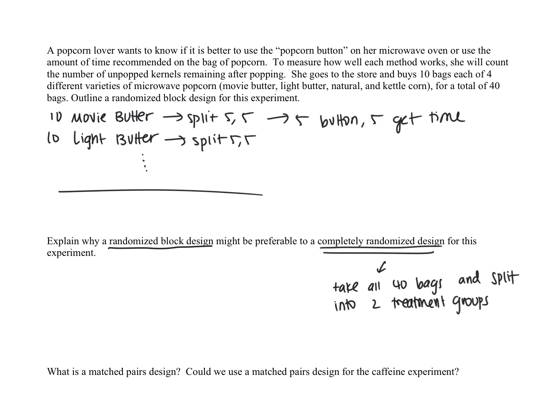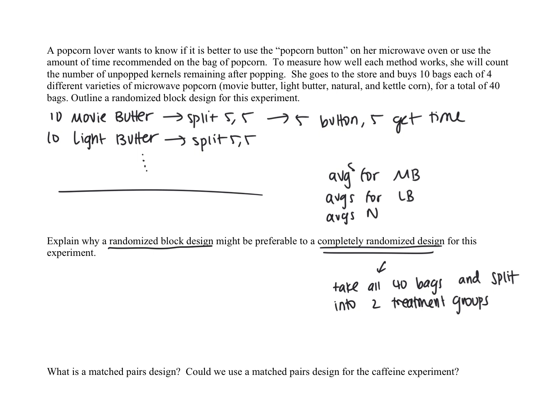We would do this with much more detail than I'm doing, though. If you're doing this in your homework, please know that what I'm putting here is not even bare bones. Ultimately, you're going to have 4 different conclusions. We would look at the averages for the movie butter, the averages for the light butter, and the averages for the natural. For the movie butter, we would compare the popcorn button to the time on the bag. The light butter, we would compare the popcorn button to the time on the bag. For the natural, same thing. Popcorn button, time on the bag.